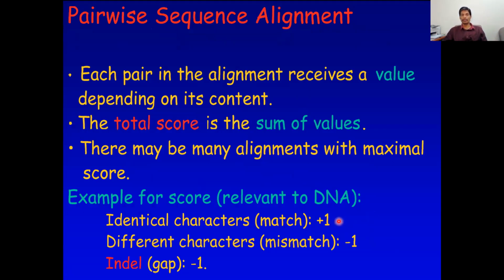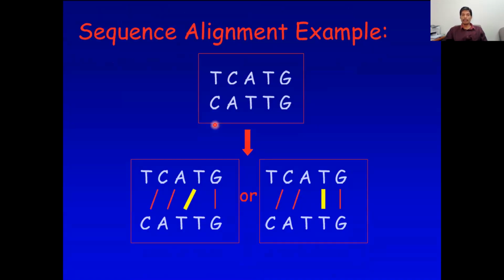So how can we view pairwise alignment? Each pair in the alignment receives a value depending on the content. See here, in this possibility, you align as it is, like this. Just as it is, you put C, T not aligning to C, that means mismatch. C and A is a mismatch. A and T mismatch. And T and T match. G and G match. So two matches are there. Three mismatches are there.